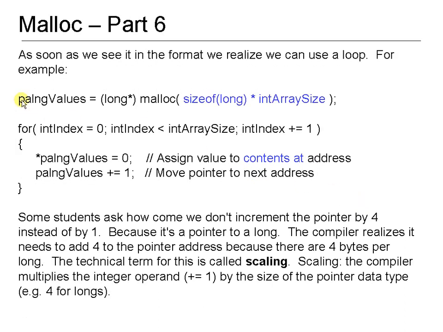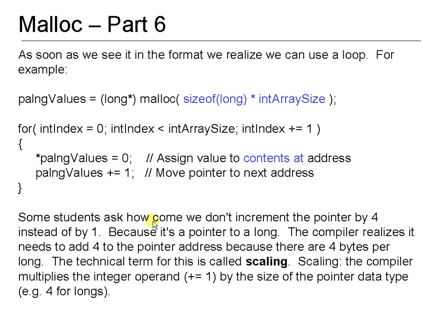So, for example, I've got the same line to allocate memory, and I use an integer variable. And I can use a for loop because I know the start, which is 0, I know the stop is array size, and I know I go in steps of 1. So what we do is we dereference using the asterisk, and we say the contents at that address is now, we're going to assign the value of 0. And then we're going to increment our pointer, so we're going to go to the next address in our block.